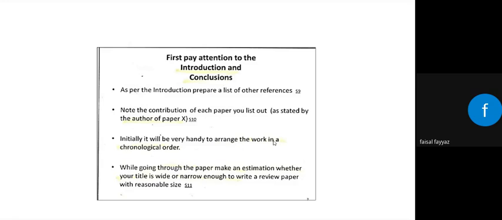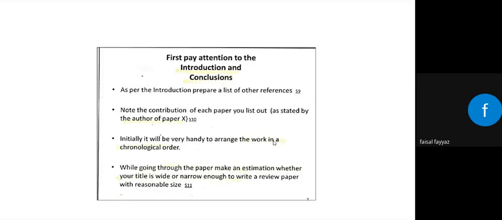As per the introduction, prepare a list of other references. Note the contribution of each paper you list out, as stated by the author of paper X. Initially, it will be very handy to arrange the work in chronological order. Firstly make a tree, a structure chart, of what you will make, and design your research impact on a paper in chronological order on a tree. After that, you will work and provide the detail in your article.